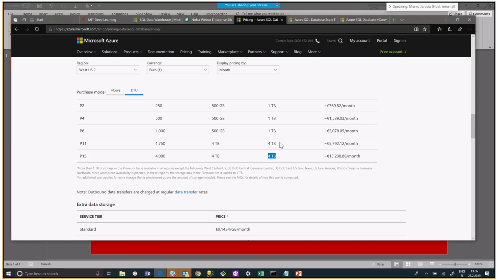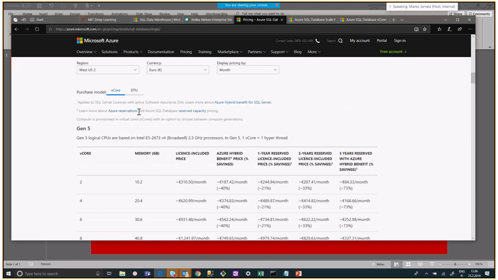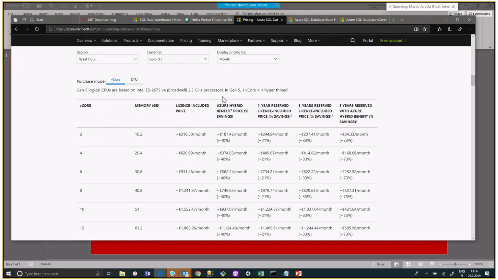On the other hand, we were quite linearly purchasing more resources for both size of the database and CPU and memory as we grow, which is often not the case. We would like to have separate components, so that I can scale only compute resources, not the storage, or the other way around. And this is now possible with the vCore model in general.